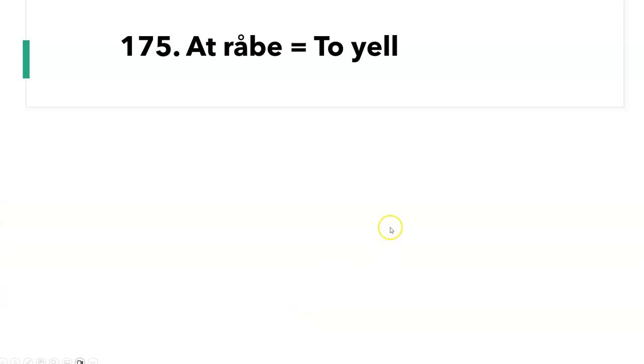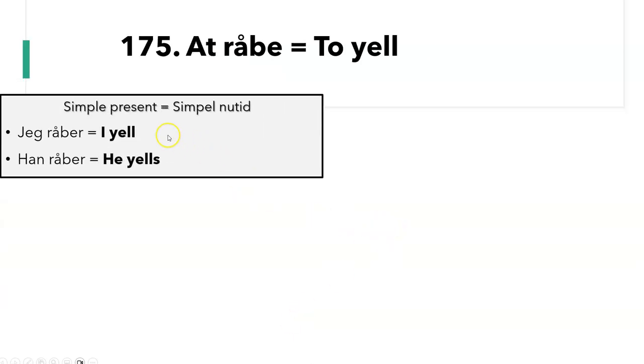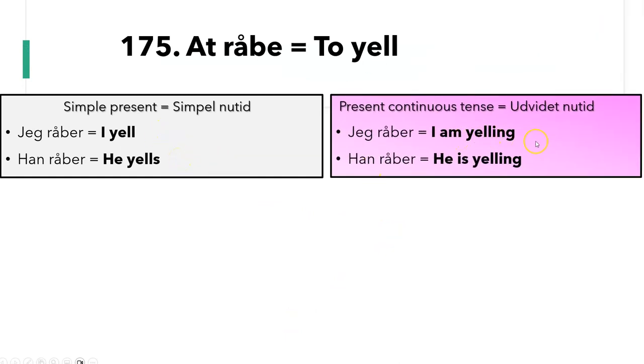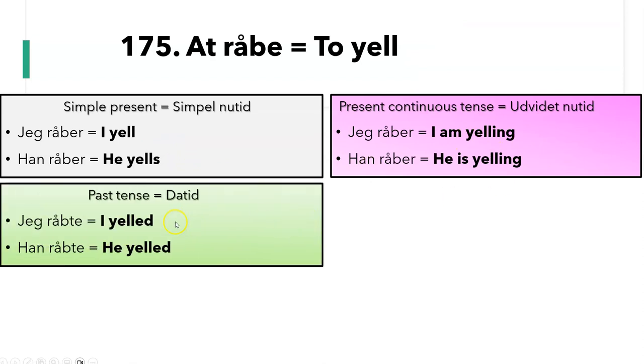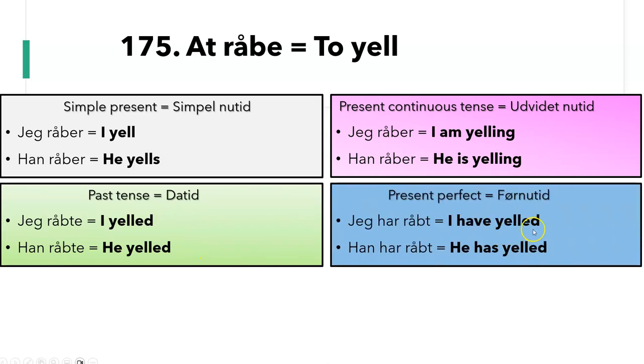To yell. I yell, he yells. I am yelling, he is yelling. I yelled, he yelled. I have yelled, he has yelled.